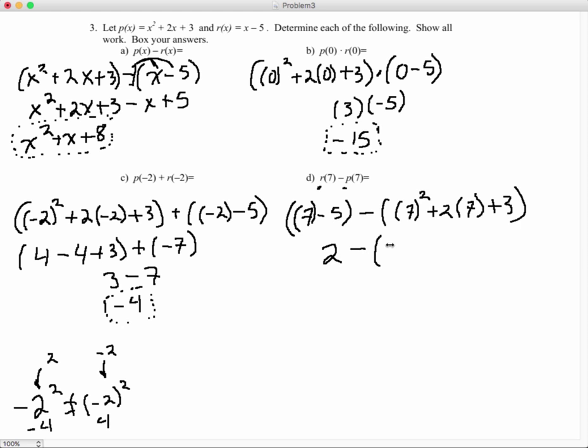Subtract, let's see, let's do what's inside of here. This is going to be a 49 plus 14 plus 3. And if I add all of those values together, I'm going to get a 66. So this ends up being 2 minus 66. So the whole thing reduces down to a negative 64. And again, we will box our answer as asked.